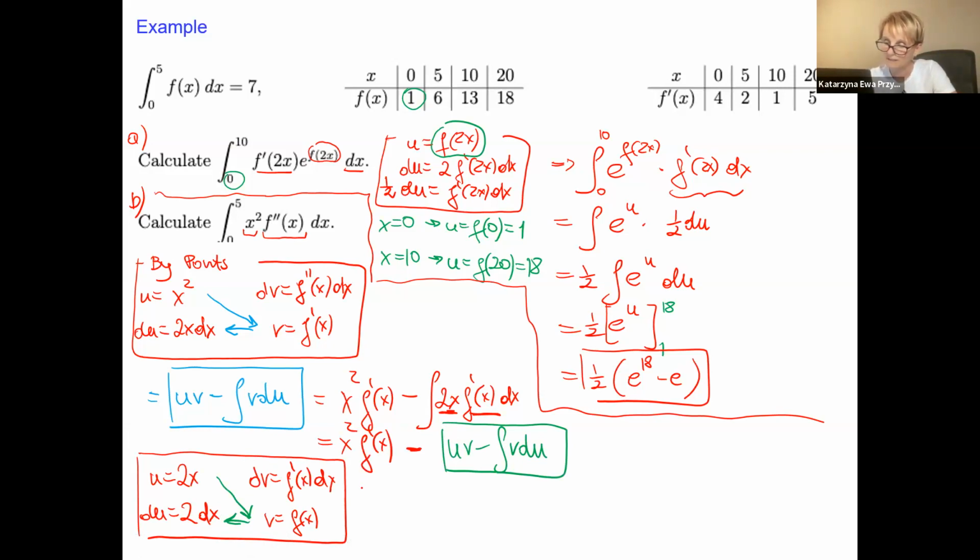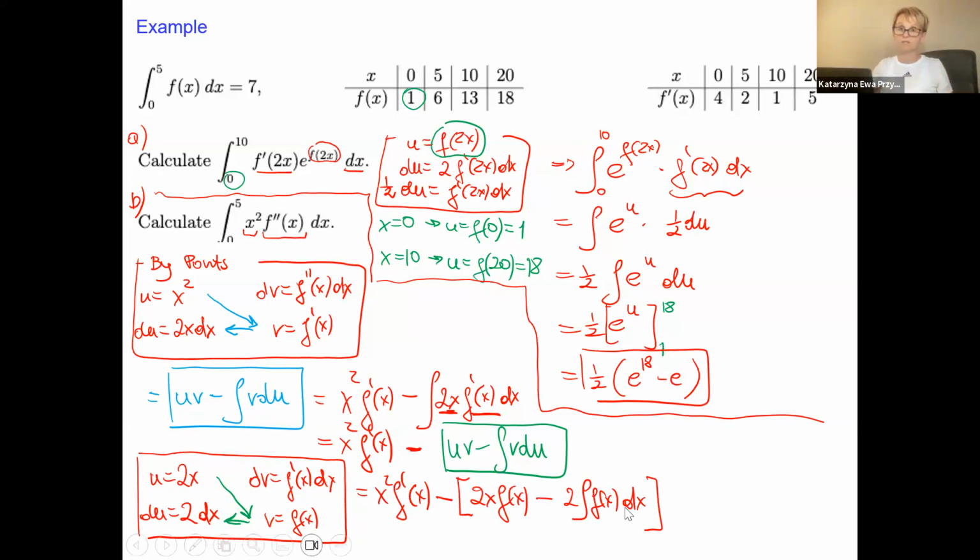Okay, so let's see. X squared f prime of x minus, and this will be 2x f of x, UV, minus integral of 2 times f of x dx. Okay. And we're not changing any limits of integration, yes? Because we didn't really use substitution.